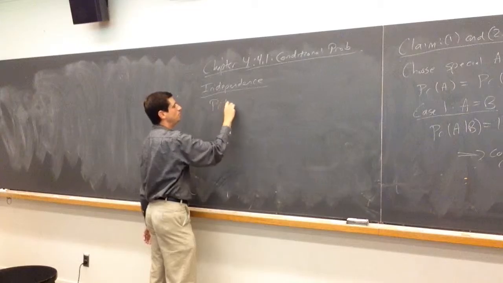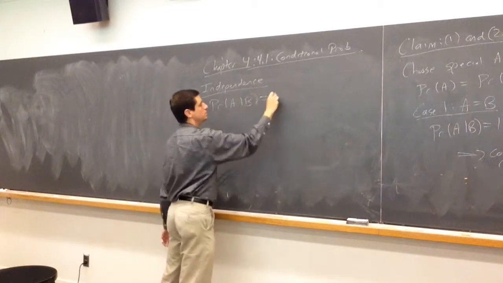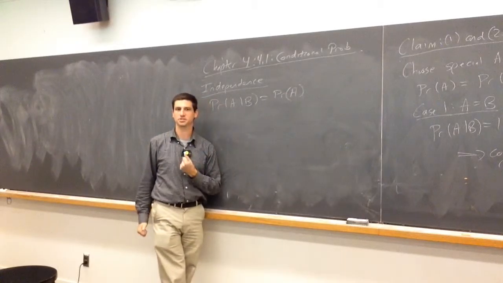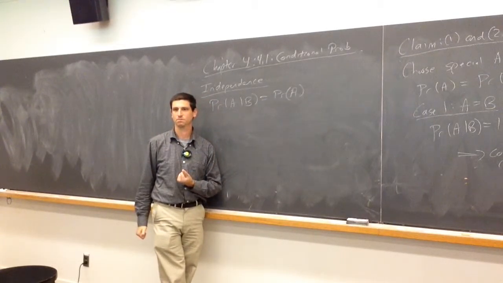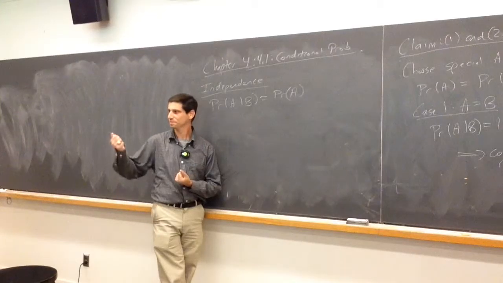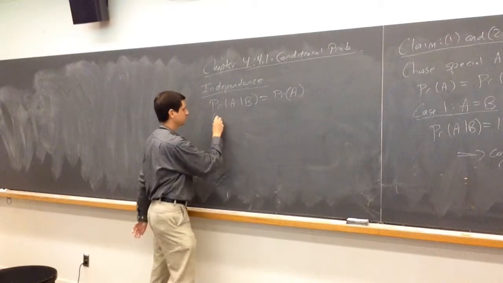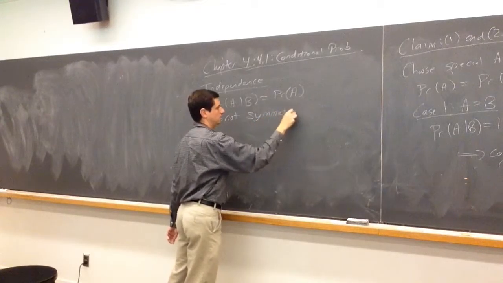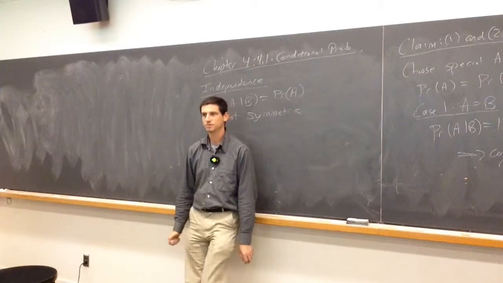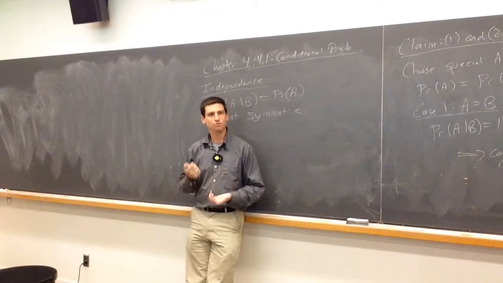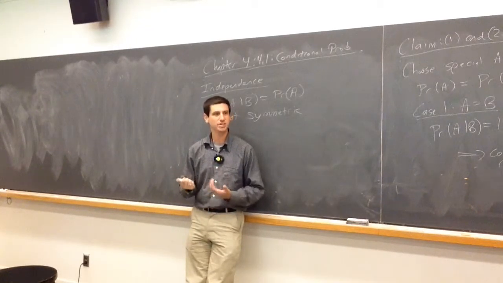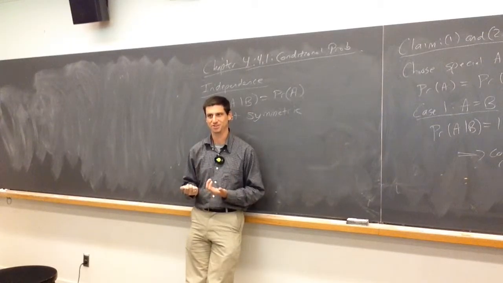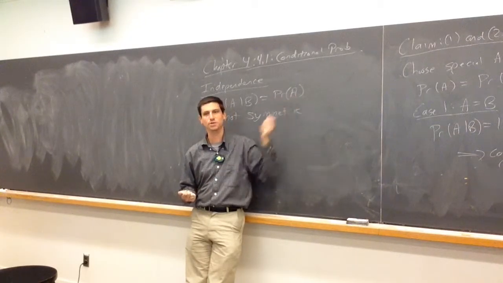So what about the probability of A given B is the probability of A? Do you like that as a definition of independence? Does this make you happy? It's not symmetric. It's the roles of A and B. It feels like if A and B are independent, A and B should be having the same role. Right? This is giving a special role to B.